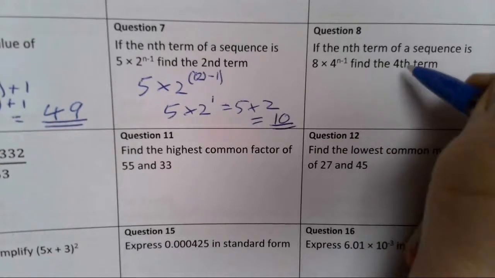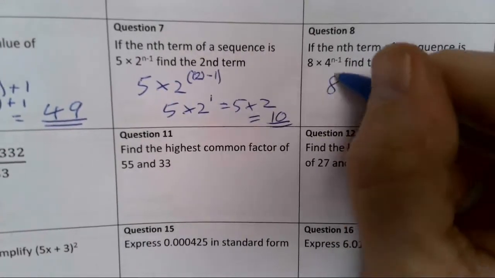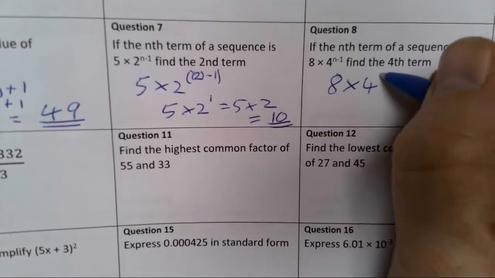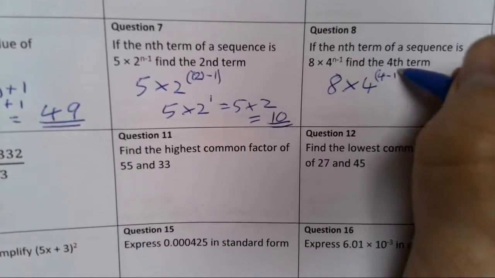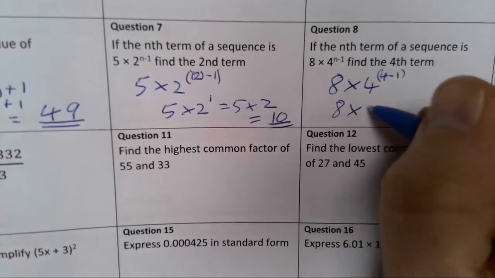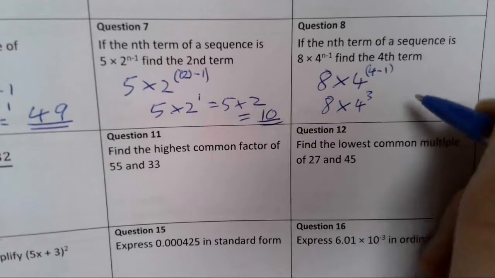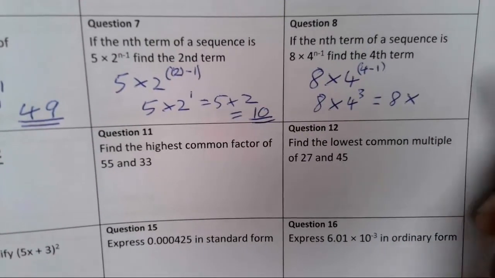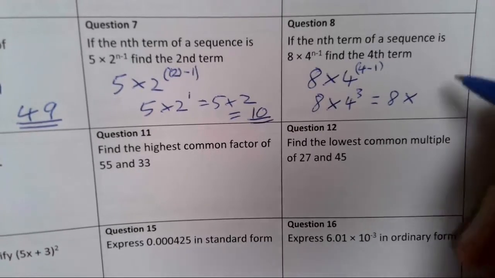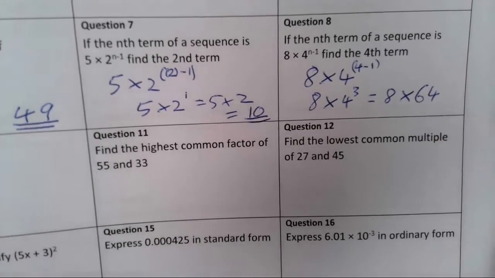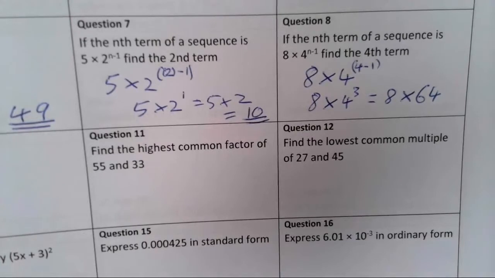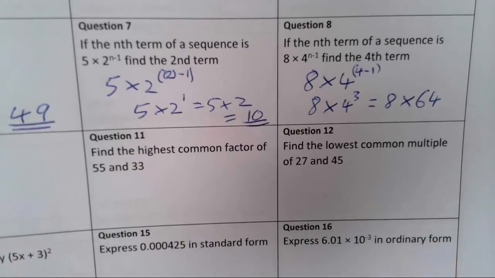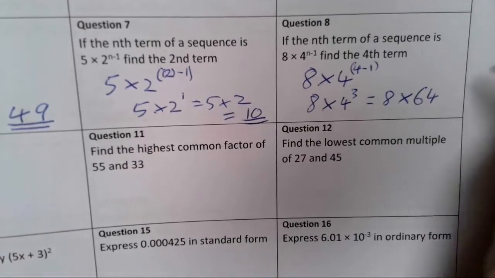This time I'm going to substitute 4 in because it's the 4th term. So I got 8 times by 4 to the 4 take away 1, which gives me 8 times by 4 to the power 3, which gives me 8 times by 4 times 4, 16, 64. 4 times by 8 times by 64, which is 512.